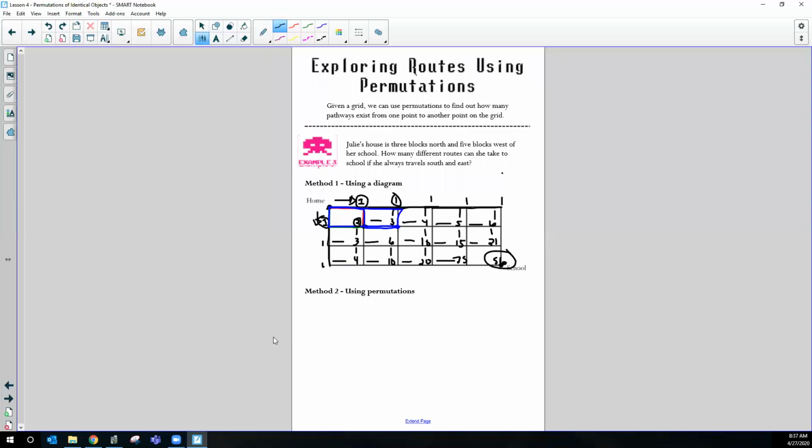If you wanted, there's a way to do it with permutations. You are going to take the number of routes here. Just a second. Got to bring up my calculator.